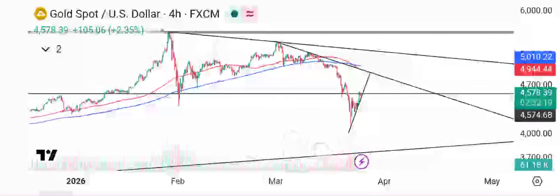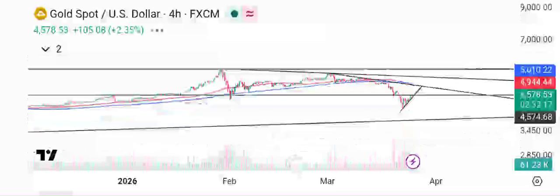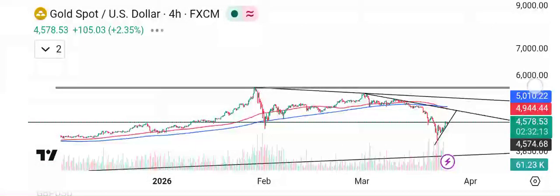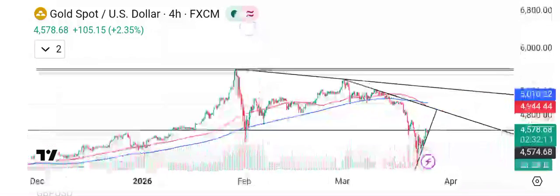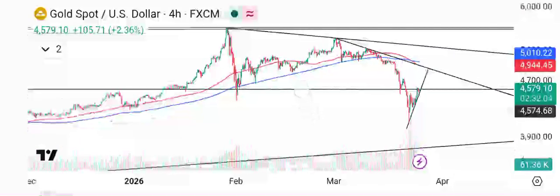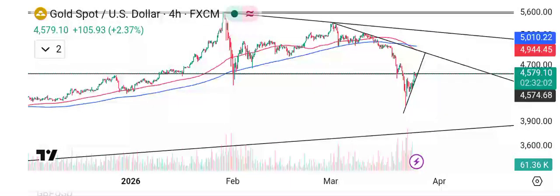From the analysis here, we can see that this was the last horizontal resistance level we have here. And we can see that the market gave us a lower high here. It failed to get back to the horizontal resistance. A lower high here before breaking structure to the downside, giving us a lower low.